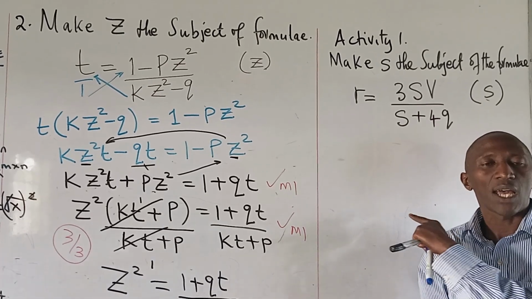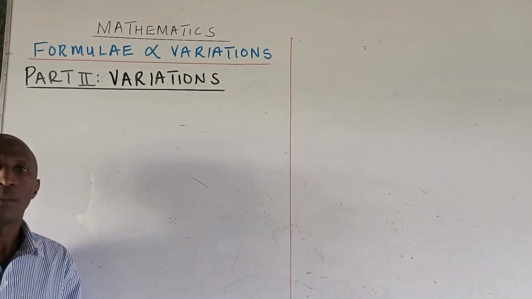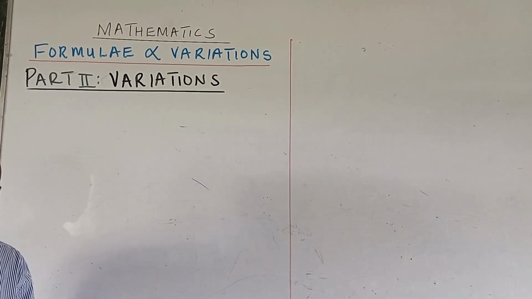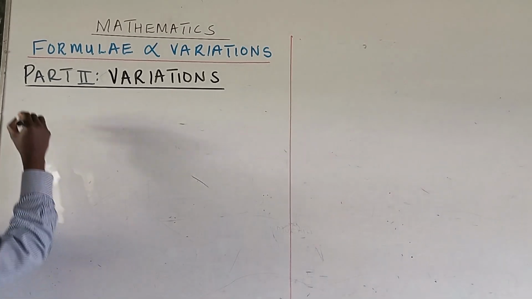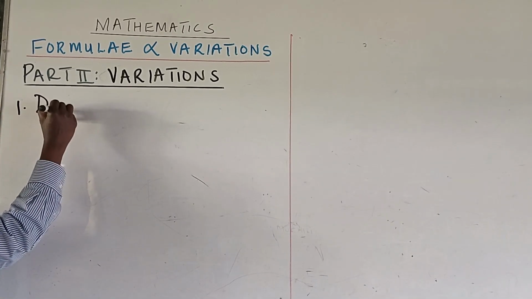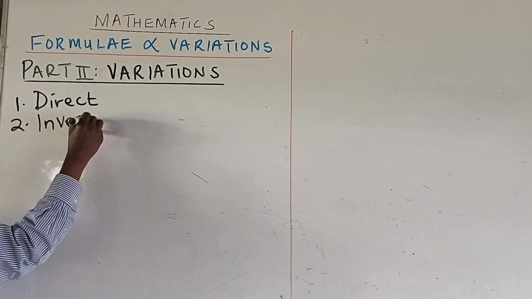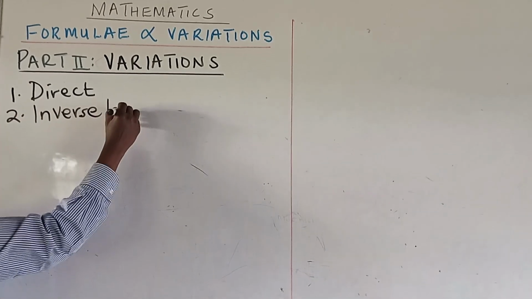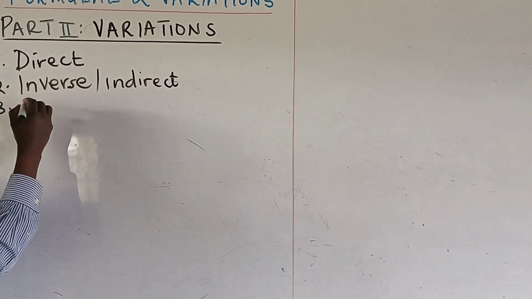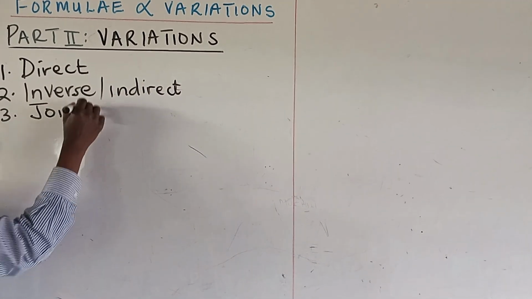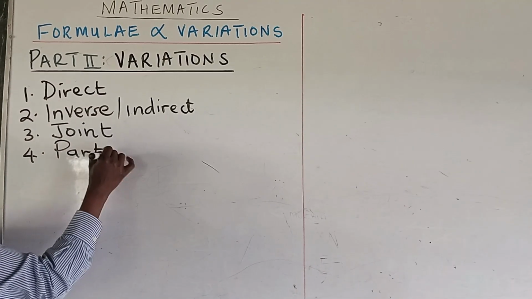Now we are moving to part 2 of the topic, variations. So let us move on to part 2. Part 2 on variations. We have 4 forms of variations. 1, we have direct variation. 2, inverse, also known as indirect variation. 3, joint variation. And 4, partial variation.